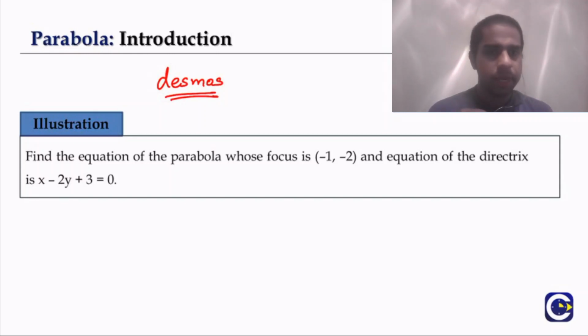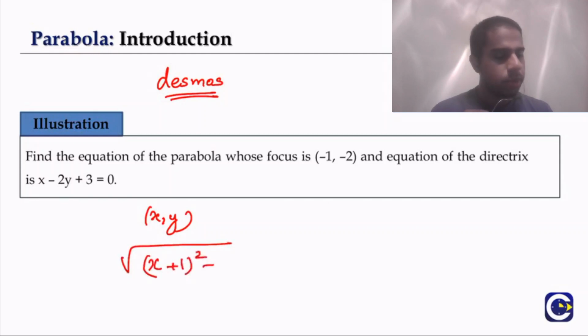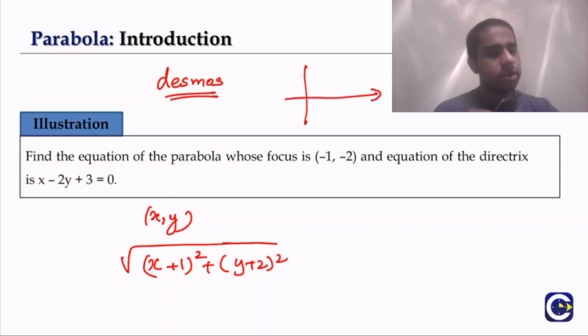So we have the focus (-1, -2). Let there be an arbitrary point (x, y) on the parabola. The distance between (x, y) and (-1, -2) is the square root of (x minus of minus 1, which is x + 1) the whole square, plus (y minus of minus 2, which is y + 2) the whole square.